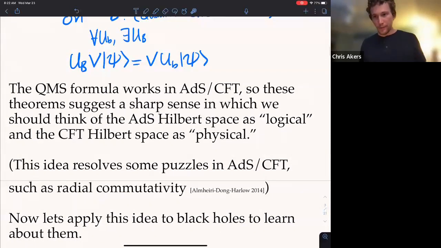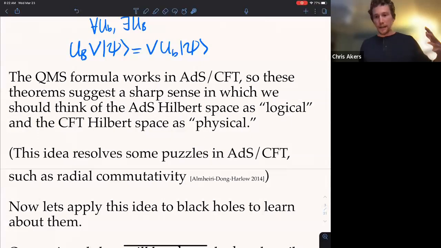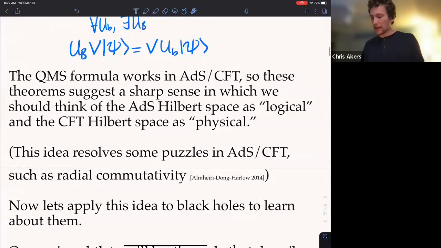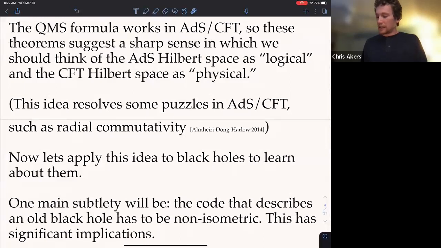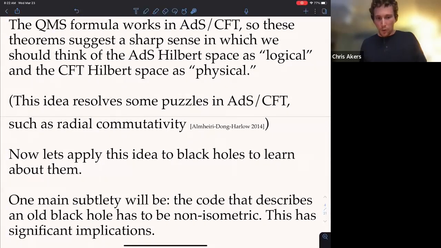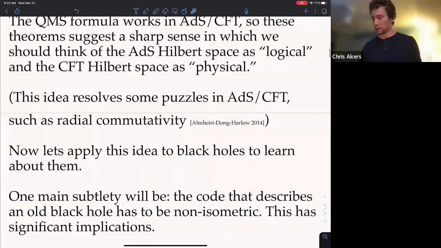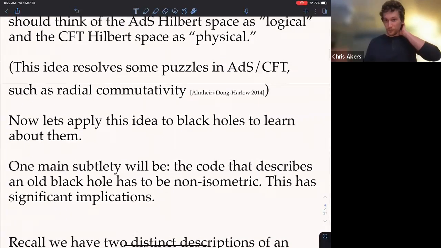The point of this talk is really to take that lesson and now apply it to black holes to learn about them. That's what we're going to do. It's going to be a little more subtle in some ways. The primary subtlety will be that the code that describes an old black hole will have to be non-isometric. So this V, instead of being an isometry, like it was often assumed in AdS/CFT, will have to be a non-isometry in certain cases. This is going to have significant implications, which I'll discuss. So let me give you the background to get there.